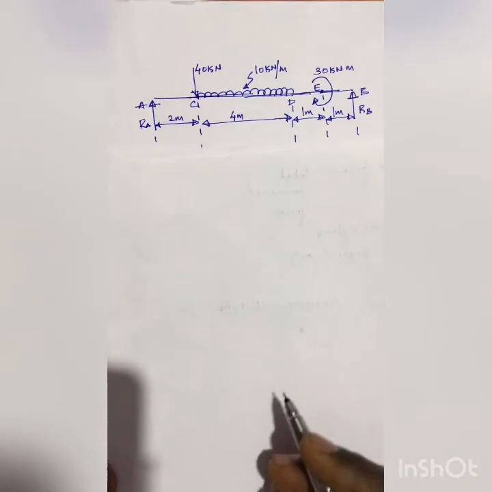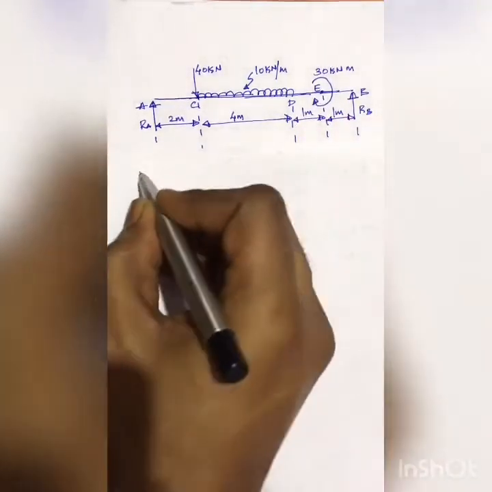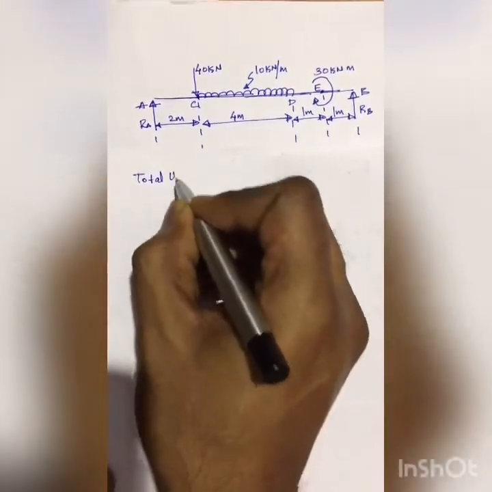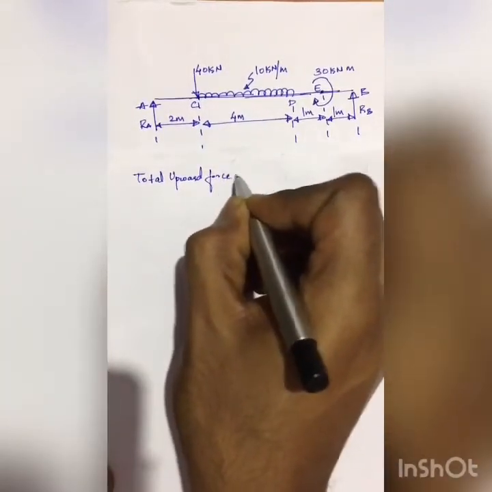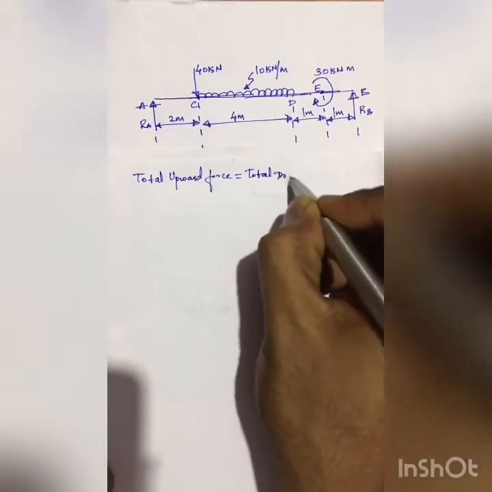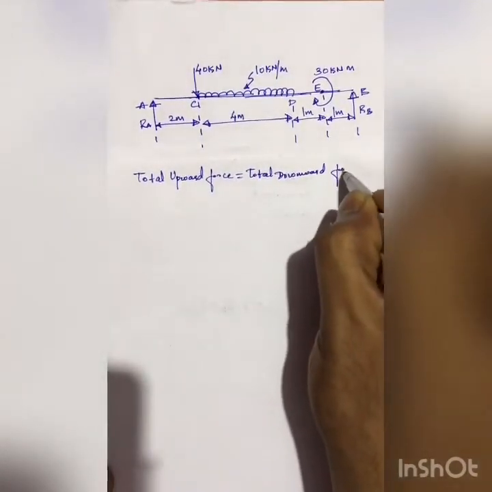So to find out the magnitude of the support reactions, I need to consider the force equilibrium equation first. The force equilibrium equation in this particular case says total upward force is equal to total downward force.